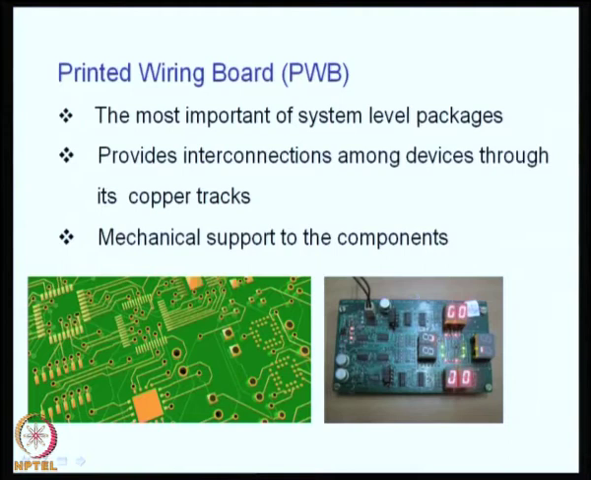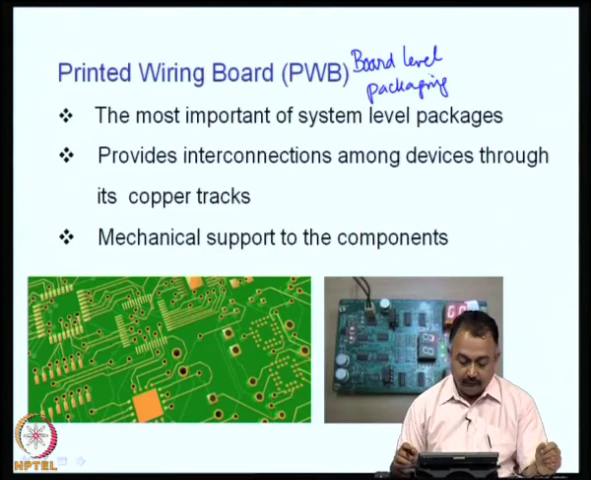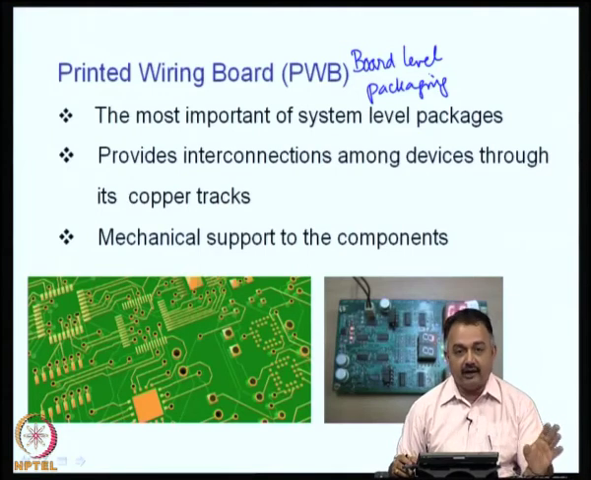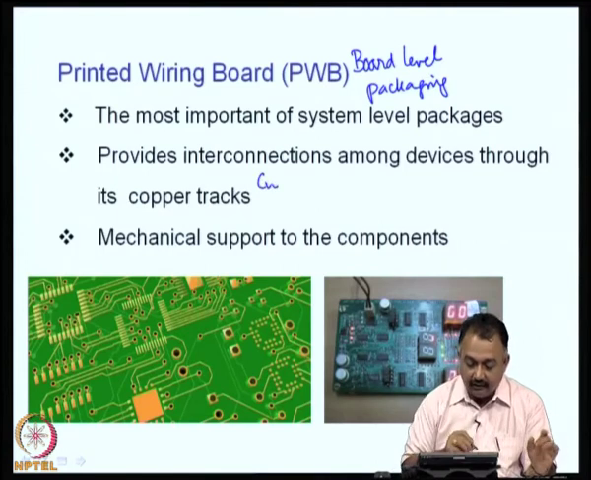Now, if you look at the printed wiring board, I want to spend a few minutes here on it. It is the most important of system level packages. So, we can call this board level packaging. It provides interconnections between devices, be it an active device or a passive device, through the copper tracks, right.